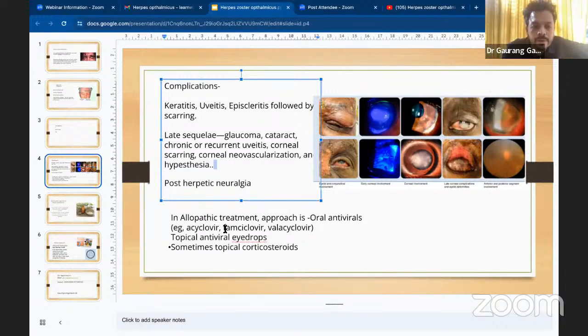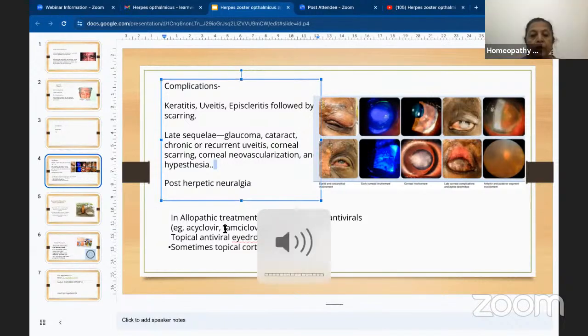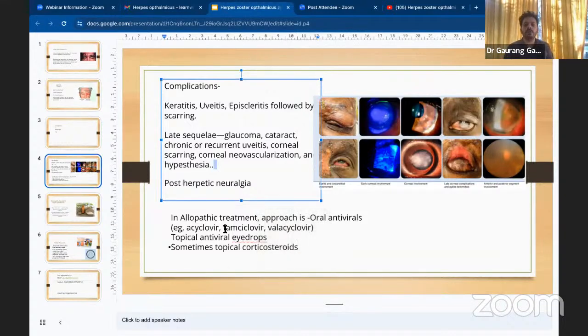Hello, and I hope that you can hear me, and I hope that you can see me. Dr. Pushpa has already shared with you the whole idea about the complications of herpes zoster, herpes simplex, and many other viral infections, and how they can affect the eye, causing complications like episcleritis, uveitis, scarring, so many other later sequelae, and even neuralgias, which is quite common.